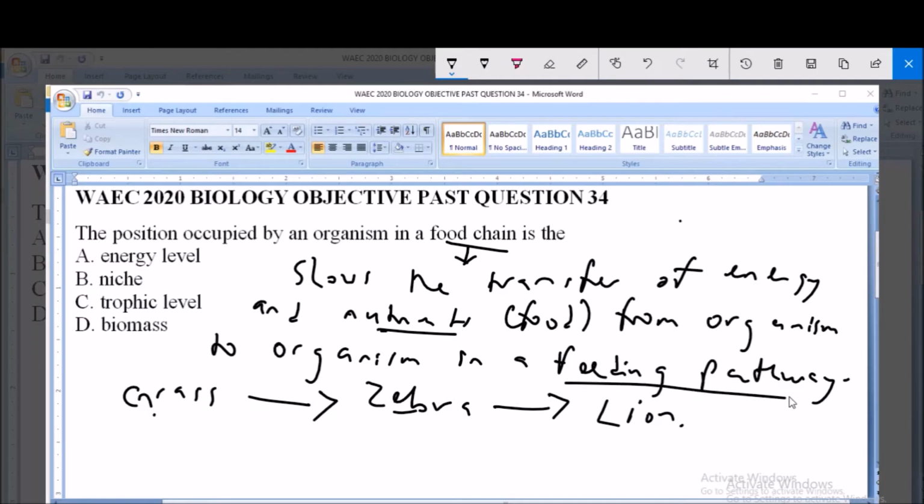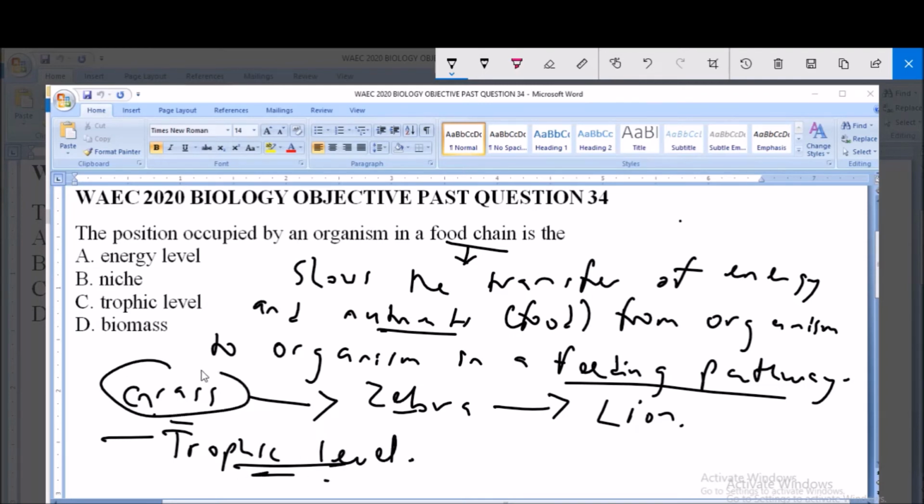So that feeding pathway that shows the transfer of energy or nutrients from one organism to another is what is known as a food chain. And as you can see in the food chain, you have levels, you have positions occupied by various organisms. Now each position or each step in the food chain is known as a trophic level. A trophic level. So this is one trophic level, this is another trophic level, and this is another trophic level.